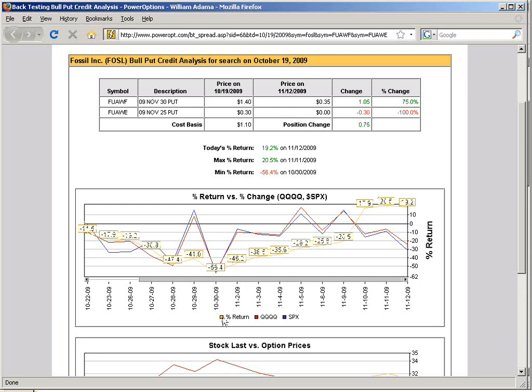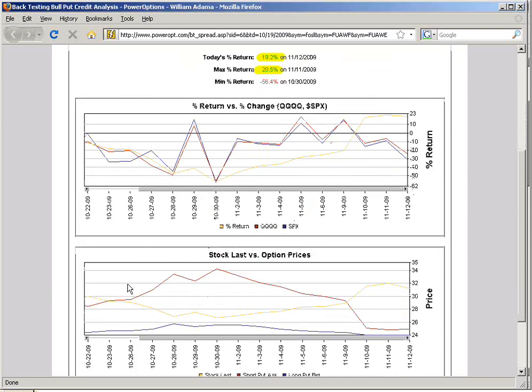See, at one point here, even though this bull put credit spread is profitable right now at 19.2%, the max we saw yesterday was at 20.5% because the stock had a large gap up. We wouldn't probably be in this position, would we? If I was in this bull put credit spread on October 30th, that position was a 56% loss for me.